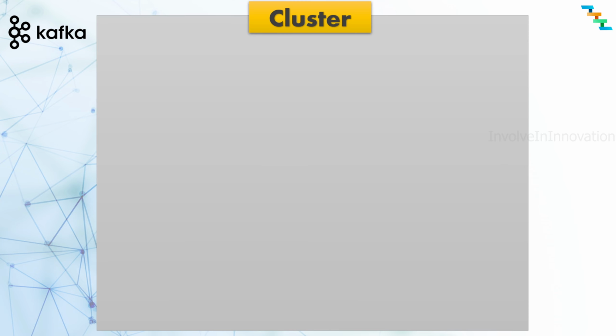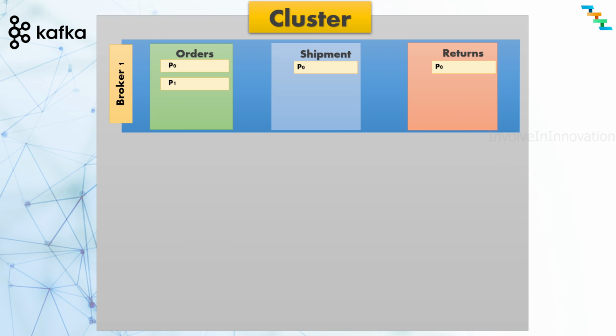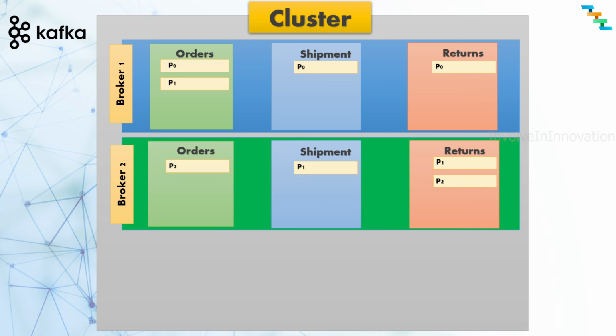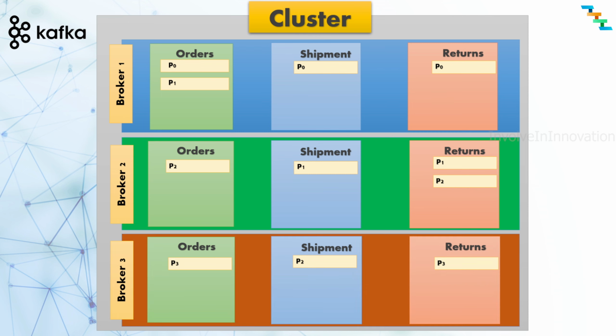Each broker contains certain topic partitions. For example, broker 1 contains orders topic partition 0 and partition 1. The shipment topic contains partition 0. Broker 2 contains orders topic partition 2 and shipment topic partition 1. And broker 3 contains orders topic partition 3 and shipment topic partition 2.